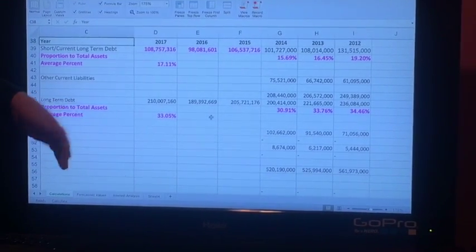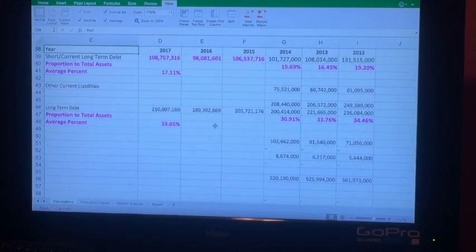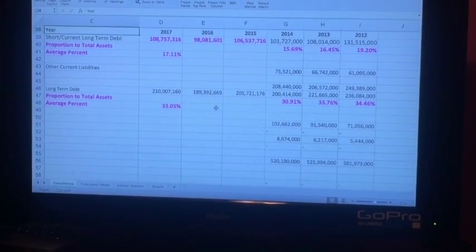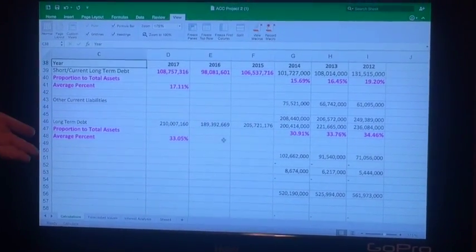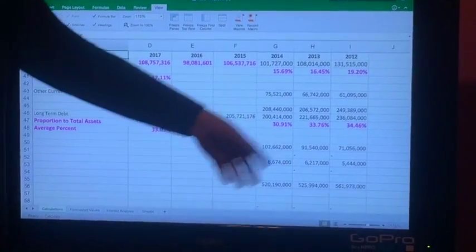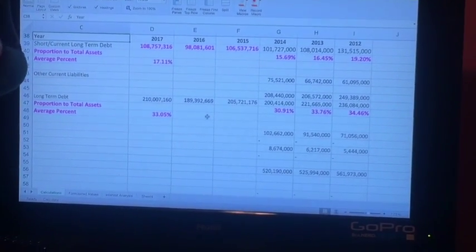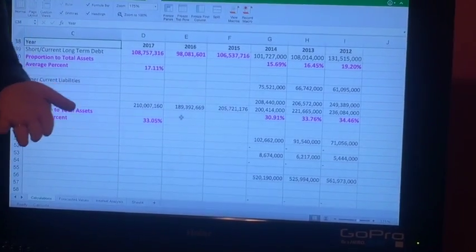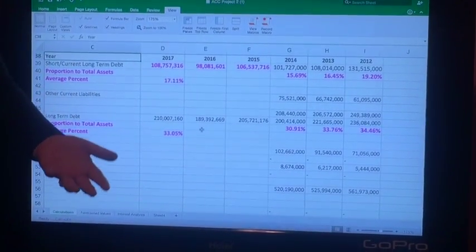So moving down here to the long-term debt, it's literally the same thing, except for the proportion of total assets, you're just going to take the long-term debt value and divide that by the total assets. So for 2012, for long-term debt, you have $236,084,000, and then divide that by total assets and find the percentage. And do that for 2013 and 2014. And then find the average of those percentages and get 33.05%. And then take that percentage and multiply it by the forecasted total assets.